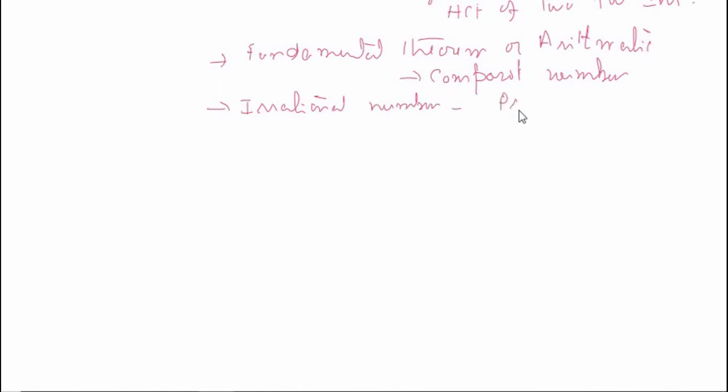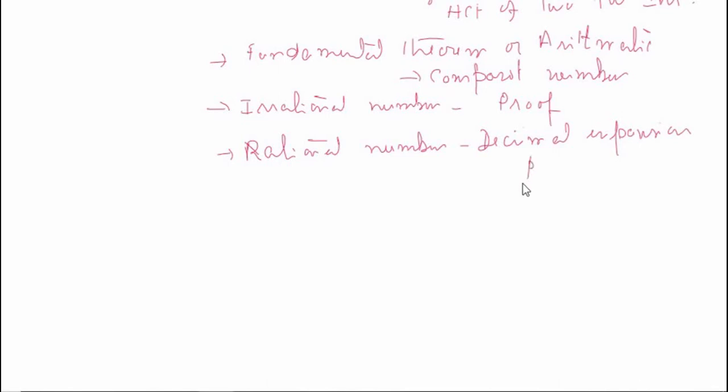So here we are going to look into the proof, and at the end we are going to revisit rational numbers. Mainly we'll be concentrating on the decimal expansion of rational numbers. So the rational numbers which we can represent in the form of p by q, where p and q are integers, how we can represent them in decimal form.